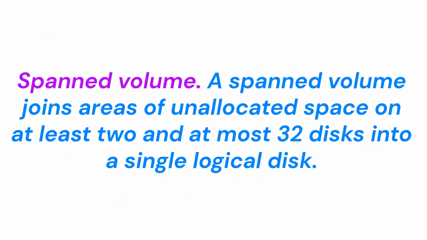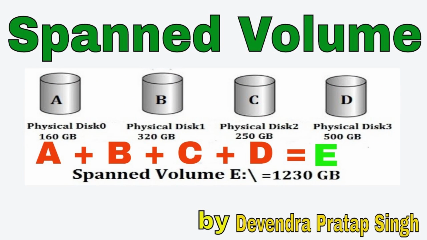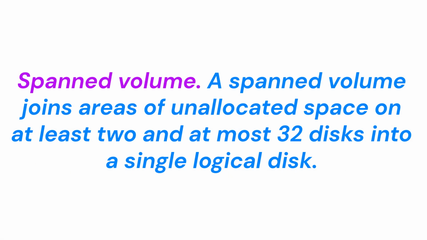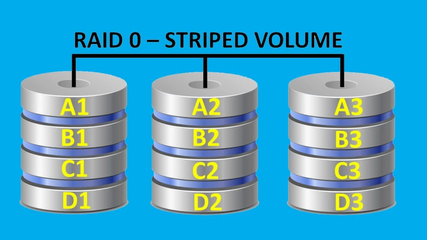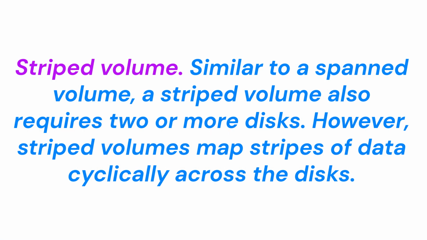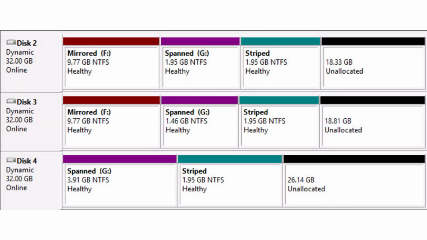Spanned volume. A spanned volume joins areas of unallocated space on at least 2 and at most 32 disks into a single logical disk. Striped volume. Similar to a spanned volume, a striped volume also requires 2 or more disks. However, striped volumes map stripes of data cyclically across the disks. Basic disks support only primary partitions, extended partitions, and logical drives. To use mirrored, spanned, or striped volumes, you must convert the disks to dynamic disks as described previously.